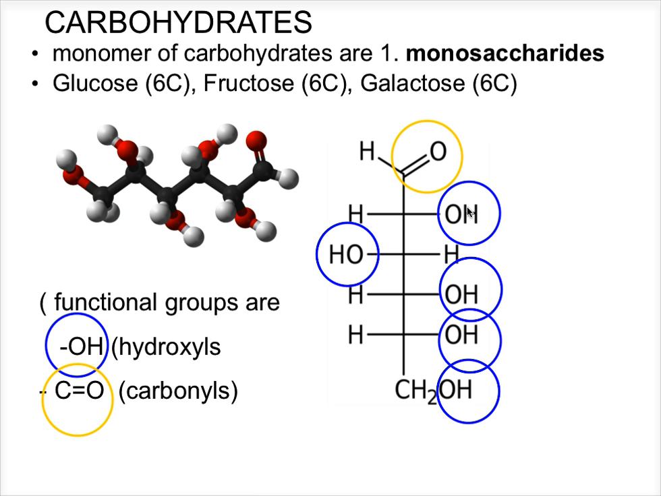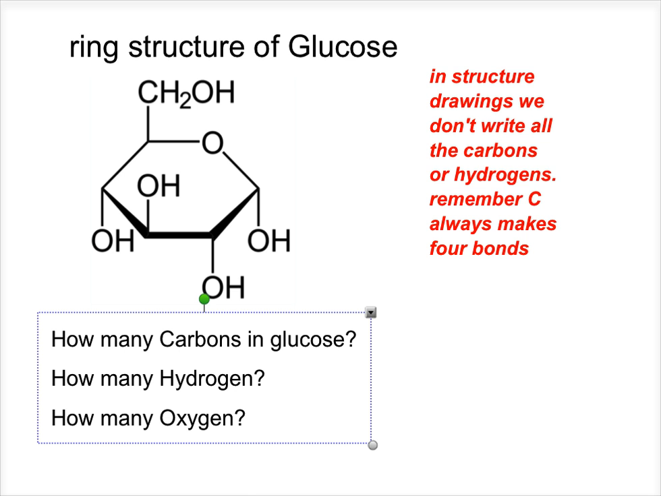You'll see they mostly have hydroxyls, circled in blue, and they have carbonyls, and the carbonyl either is at the end or it could be within the sugar, and that is the one that gives the differences between your glucose, fructose, and galactose. Let's look at that basic structure of glucose in its ring form.